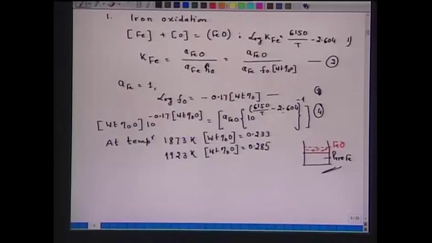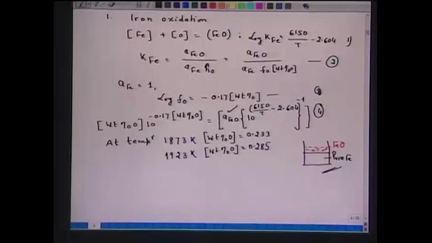Now, in fact, if you see equation 4, you note that the weight percent oxygen which is dissolved in steel also depends upon the activity of FeO. Here we took the activity of FeO equal to 1. Now, you recall that in slag making we derived one equation which says that the activity of FeO is equal to 0.514 N FeO raised to the power 0.2665. This is equation number 5.